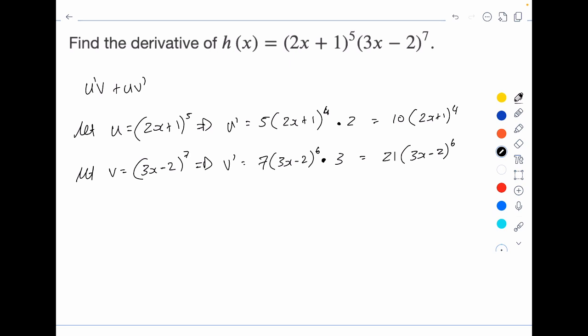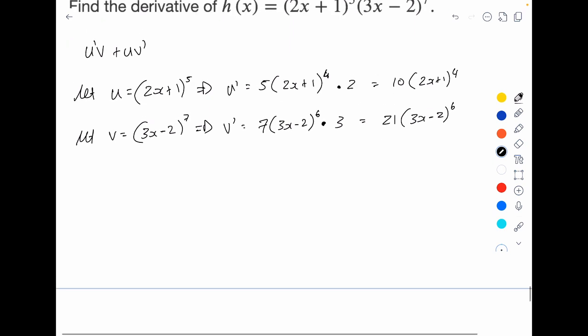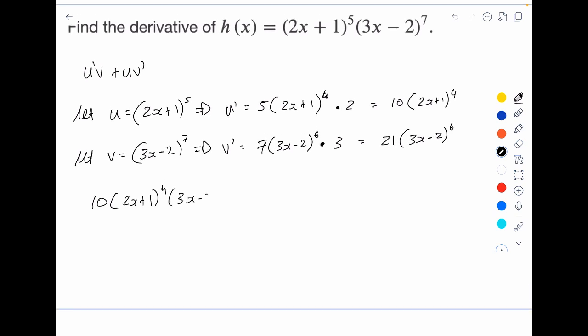is a situation where we've got 10 2x plus 1 to the power 4 times 3x minus 2 to the 7, following u'v plus uv', plus 2x plus 1 to the 5, okay, times 21 3x minus 2 to the 6. Okay.